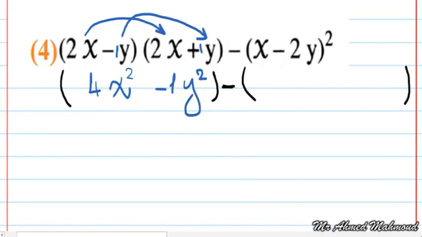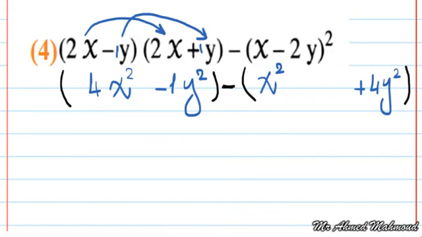Here I'm going to multiply x minus 2y by using the rule first by first. X by x equal x to the power of 2. Second by second, negative 2 times negative 2, positive 4y to the power of 2.